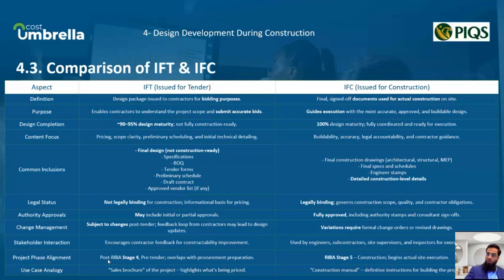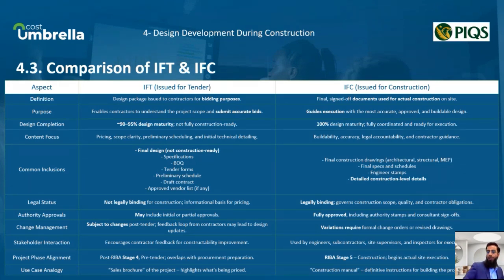Project phase and alignment. IFT is post RIBA stage 4, pre-tender, overlapping with procurement preparation, whereas IFC is RIBA stage 5, where construction begins with actual site execution. As a use case analogy, IFT is the sales brochure of the project, highlighting what's being priced, whereas IFC is the construction manual, definitive instruction for building the project.